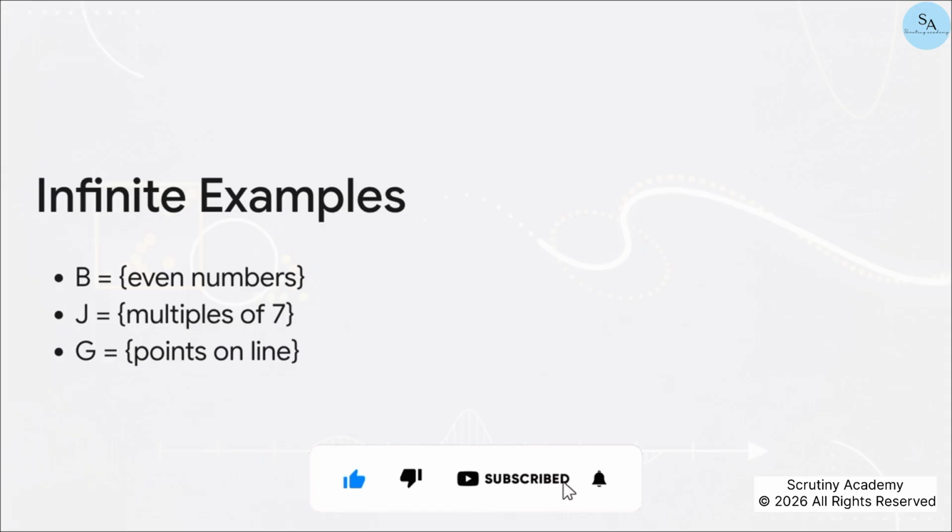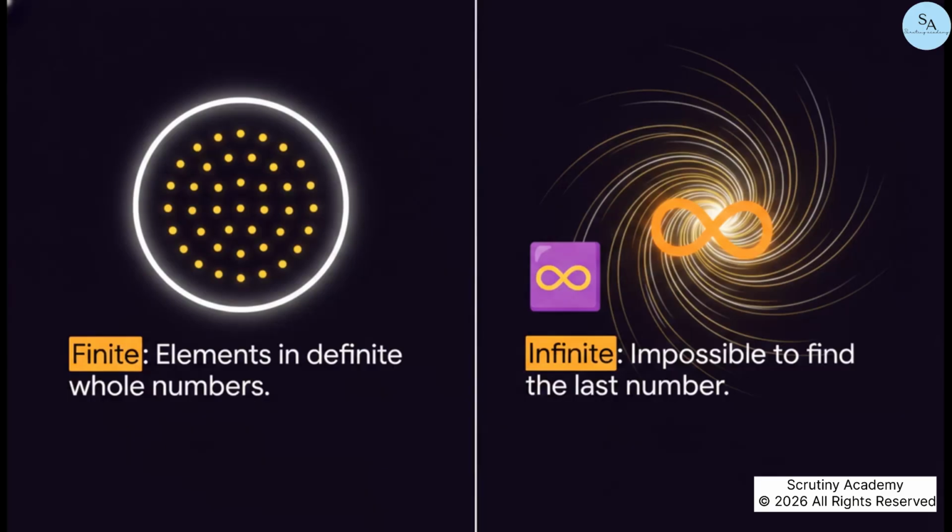Just visualize this shape for a second. A geometric, straight line stretching perfectly out into space forever. Because it never, ever stops, it's made up of endless, microscopic points. Just like you couldn't possibly find the last integer in the entire universe, you can't visually or mathematically pinpoint a final point on that line. And this brilliantly illustrates the fundamental differences side by side. Finite sets allow you to express the elements in definite whole numbers. You count, and you finish. Infinite sets, they make it mathematically impossible to find that final last number.